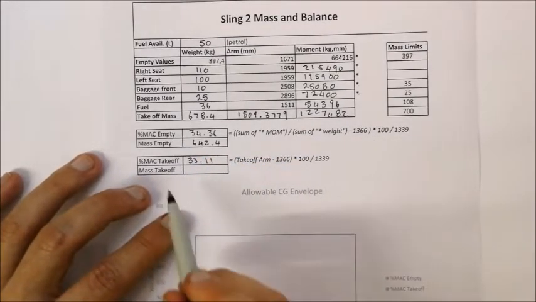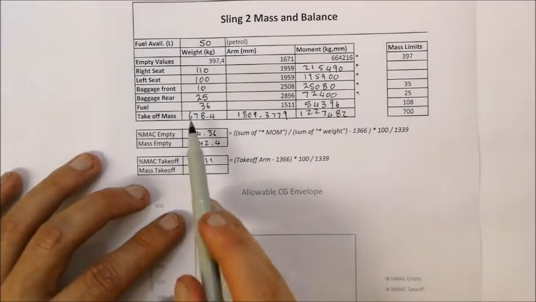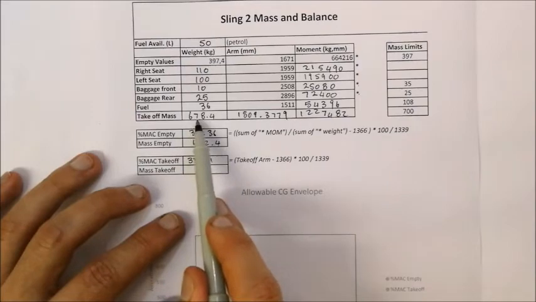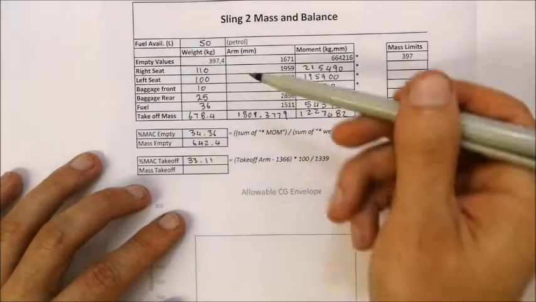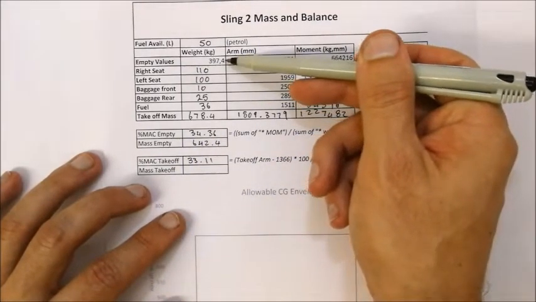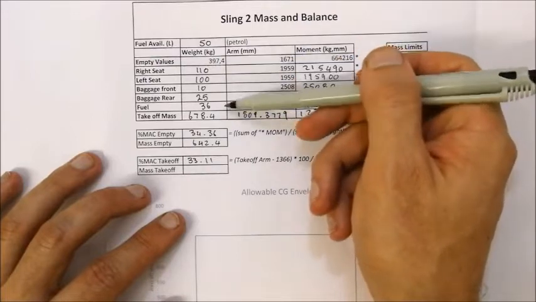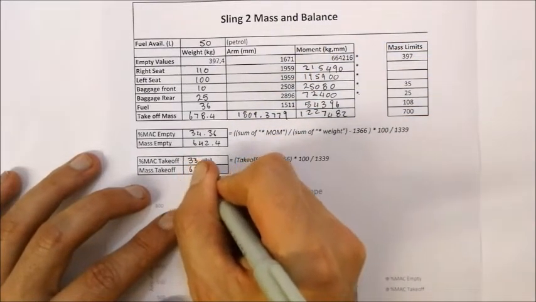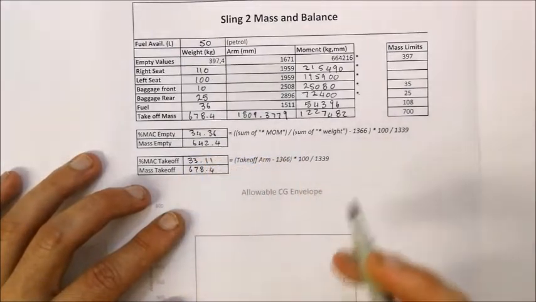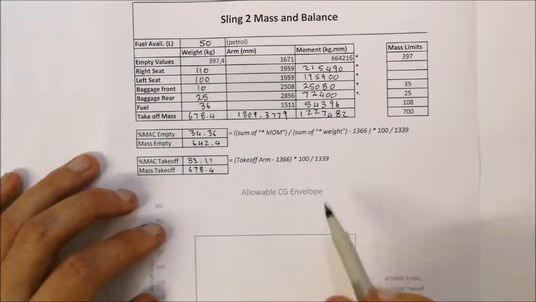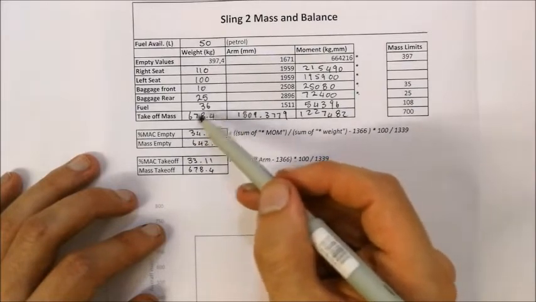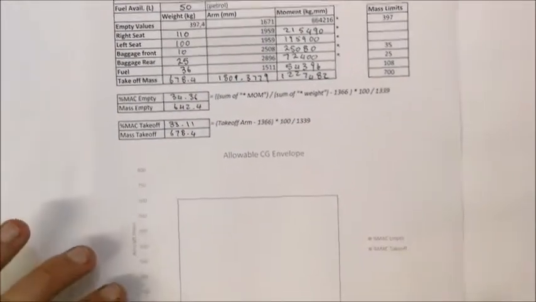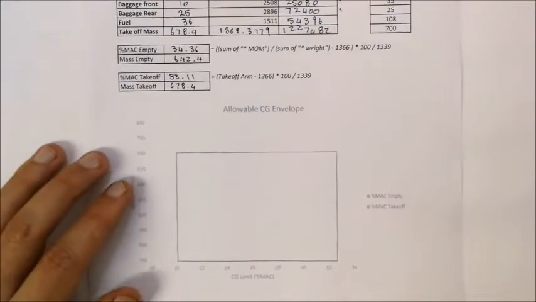Okay, and then what's the mass at takeoff? Well, that is already calculated over there in this field. It's 678.4 because we've taken into account all the weights over here, adding up together, so we can place that value over there. That's 678.4. Okay, so that's the same as our takeoff mass that we've calculated over there already. Okay, now that we've got these values, we've got to now plot it.